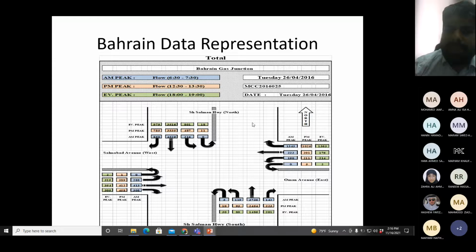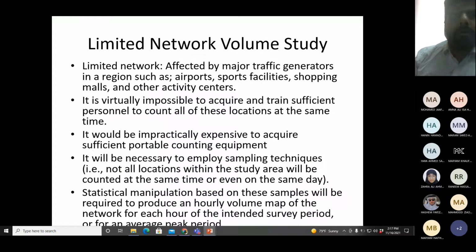Okay, and then within each hour you see different boxes for each movement. So right turning, this box; straight is this box; left is this box; and U-turn is this box. Okay, so depending upon the number of movements allowed, we have the number of boxes. Okay, and then you see the number within the boxes, which is showing the value. Okay, the volume.